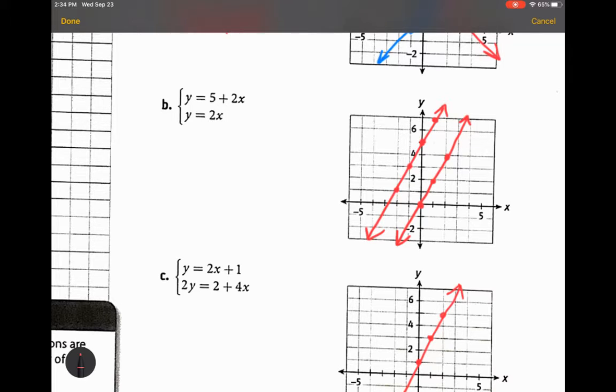So if I know that my solution is where the graph intersects, and I know that these are parallel, what solution is this going to be? It's not going to have one, right? So we're going to say this is no solution.